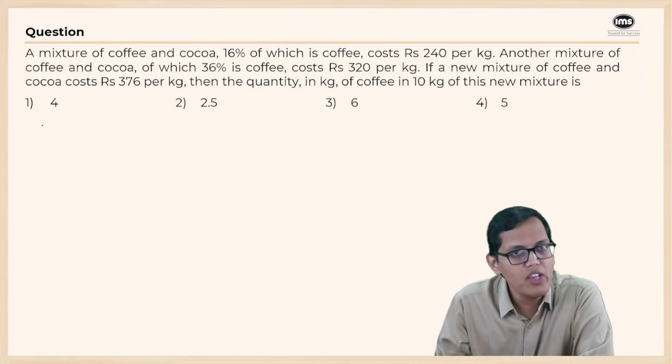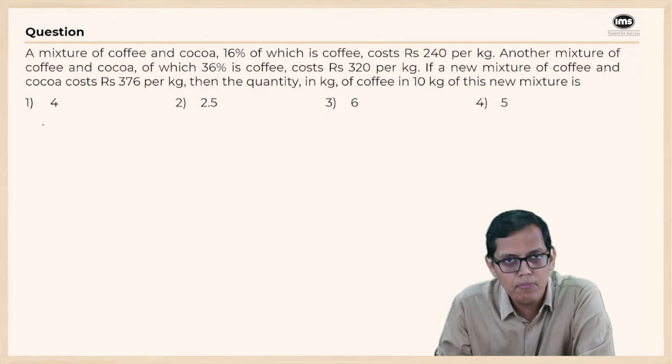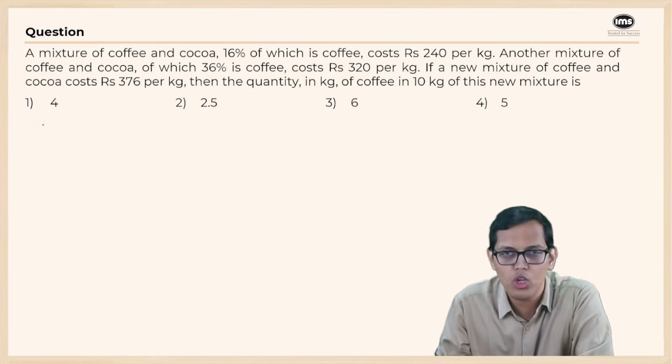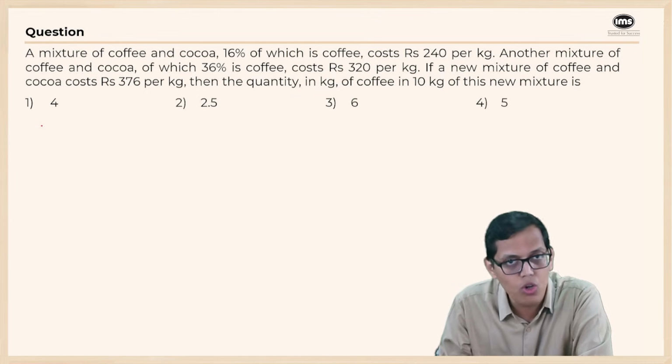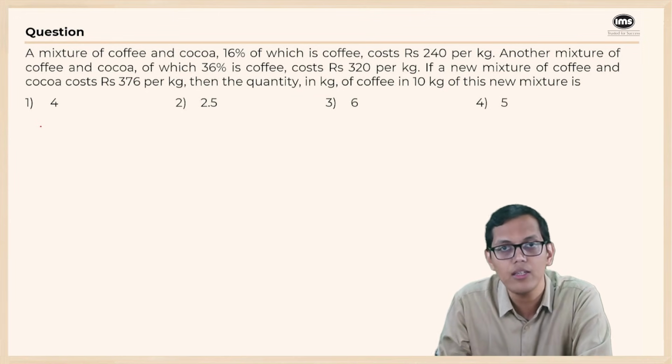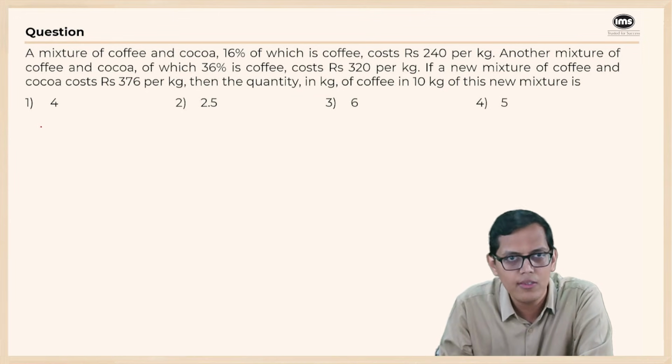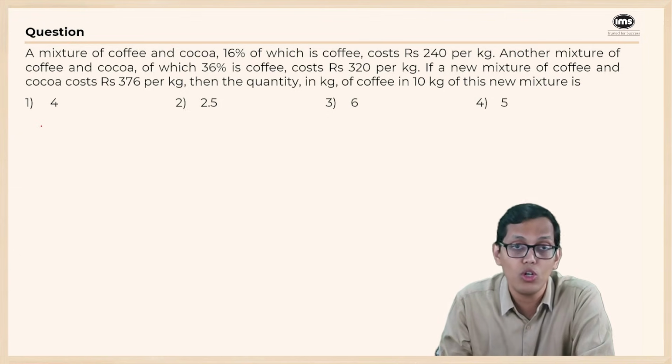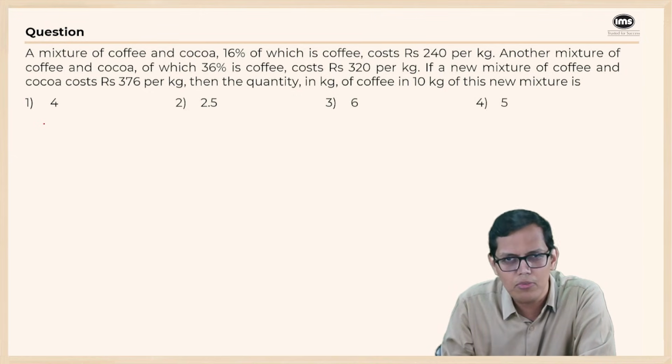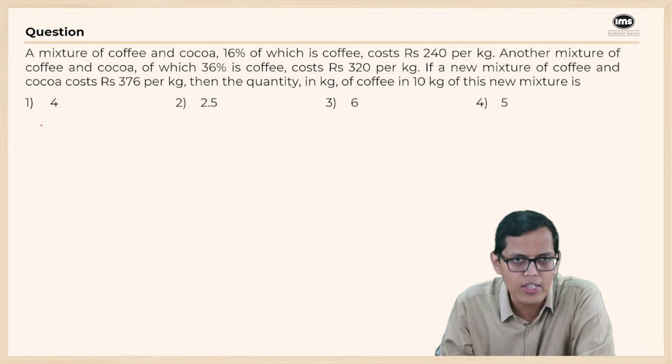We have a mixture of coffee and cocoa here. 16% of the first mixture is coffee, cost is 240. There is another mixture, 36% of which is coffee, cost is 320. And then there is a final mixture which has a cost of 376 per kg, and we have to find the share of coffee in this final mixture if the entire mixture is 10 kg.